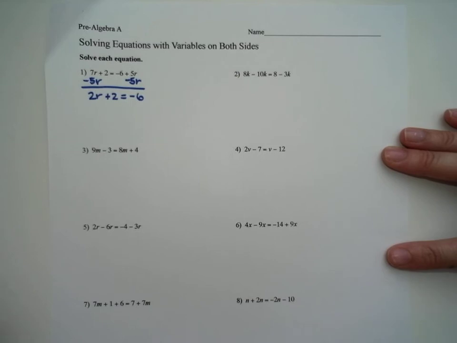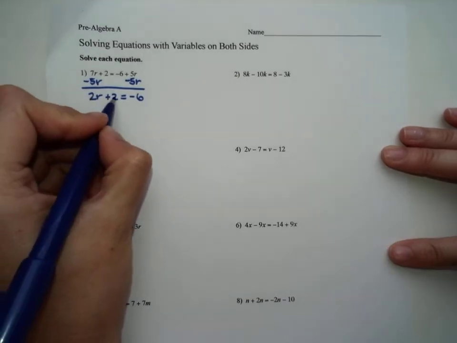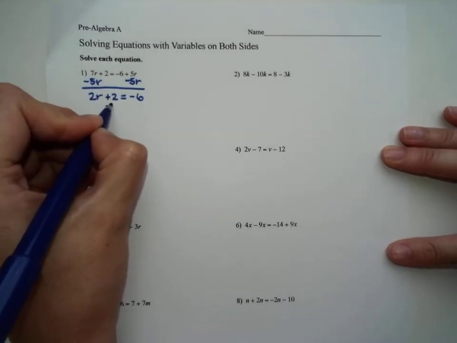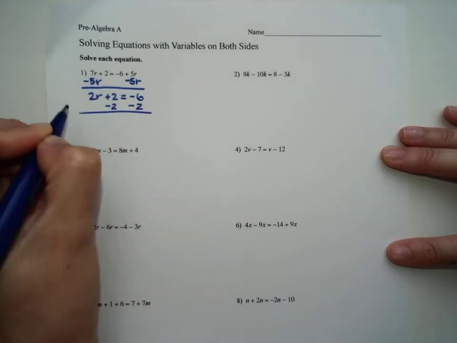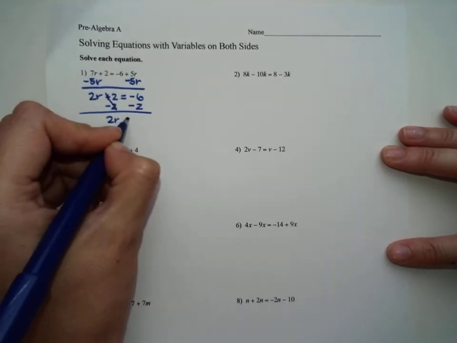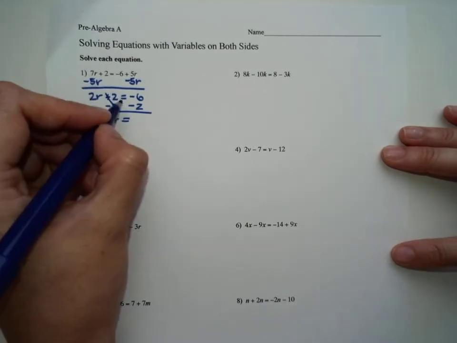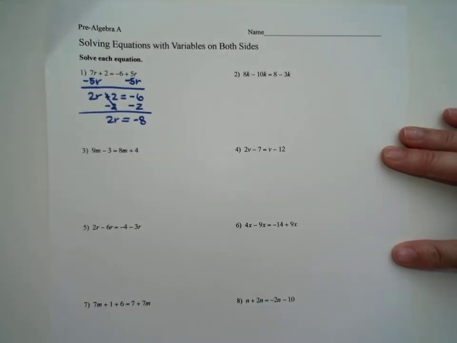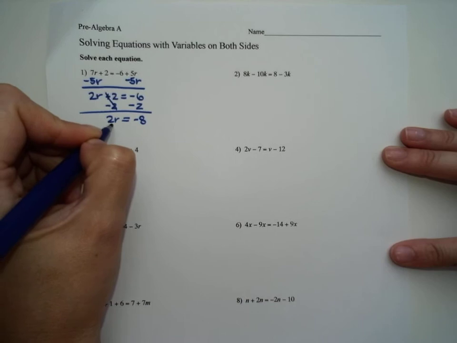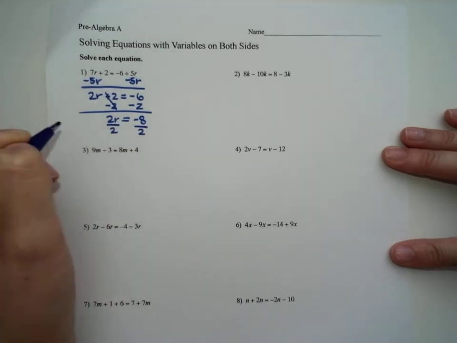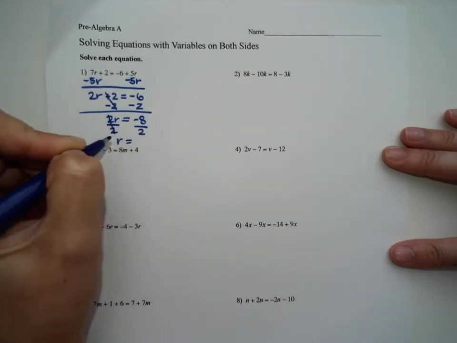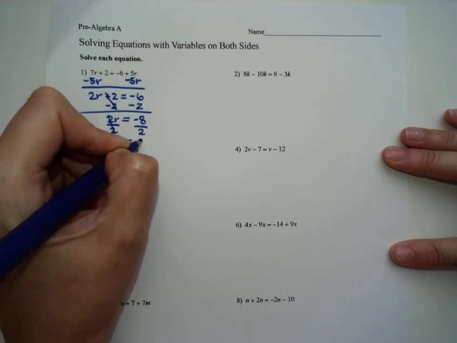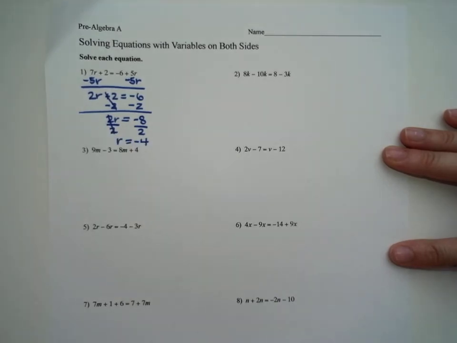Now it's just a two-step equation. We use our inverse operation. So we undo positive 2 by subtracting 2 from both sides. 2r equals negative 6 minus 2. Be careful with your signs and make sure you add and subtract. So take your time. There's a lot of steps. You want to be really careful. And then lastly, we divide both sides by 2, leaving us with r equals negative 8 divided by 2, which is negative 4.